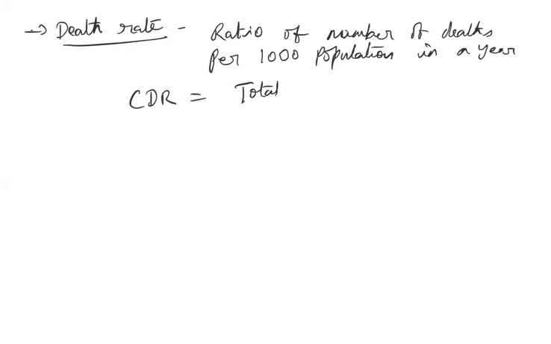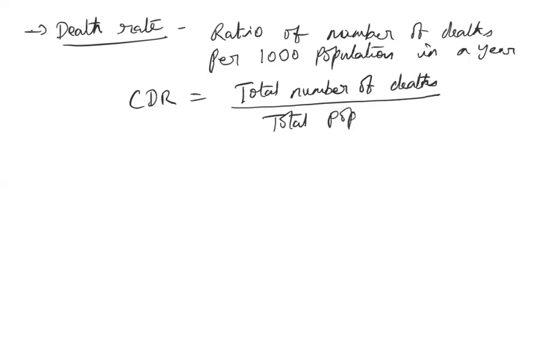total number of deaths divided by total population. As I mentioned, it's again the mid-year population, that is multiplied by 1000. Okay, so this is how the death rate is being calculated.